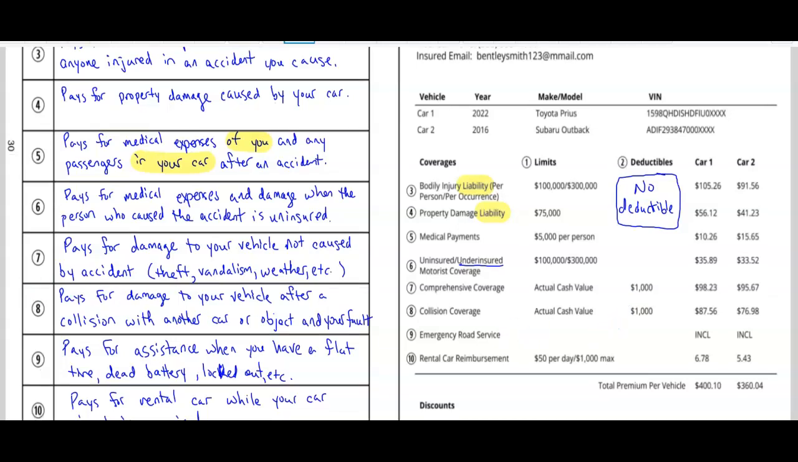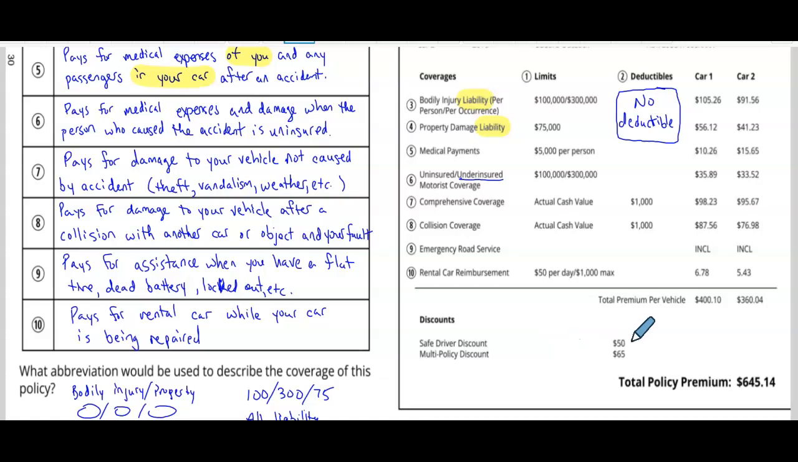There are some discounts. So we have a safe driver discount, a multi-policy discount. So if you have a good record of safe driving, you don't have very many accidents, you can definitely get it discounted. Multi-policy would mean if you get your auto insurance and your renter's insurance from the same company, or maybe homeowner's insurance if you have a house. If you get more than one policy with the same company, they will typically give you a discount, like for bundling it and making it more business for them. So then you have your total policy premium.